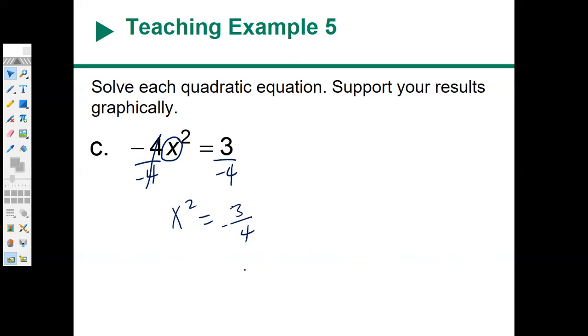Okay, then we're going to do what? Take the square root. So we have x equals plus or minus. Yes, but does 4 have a square root? What is it? 2. So it's actually plus or minus i over 2 times the square root of 3.